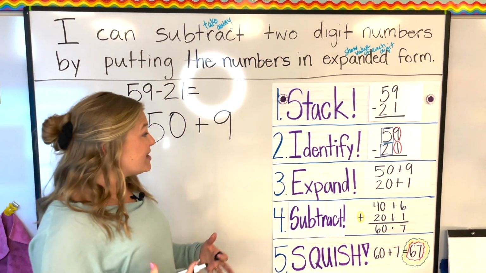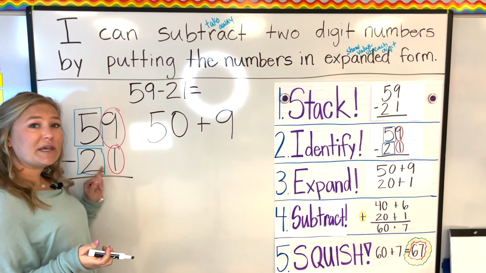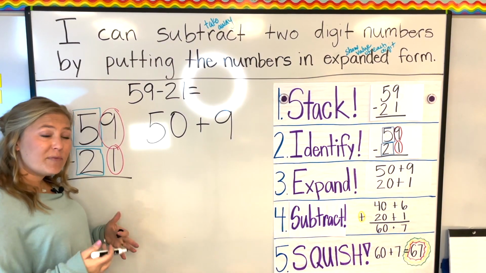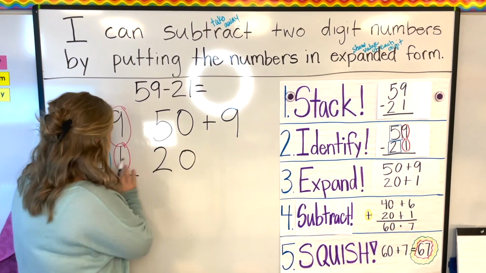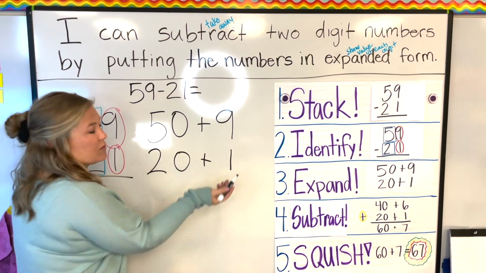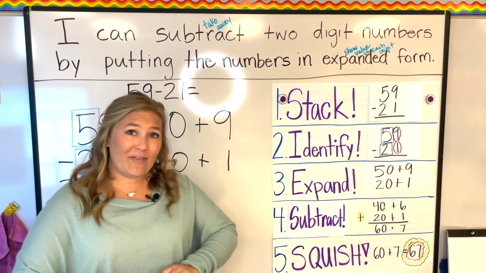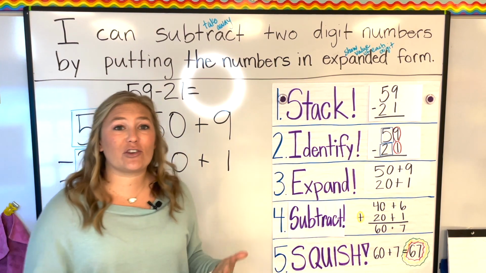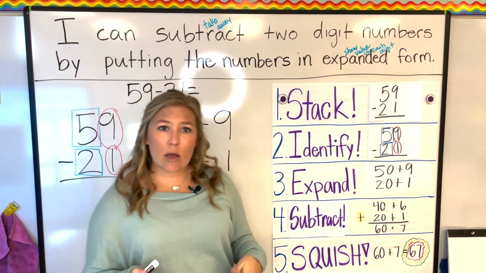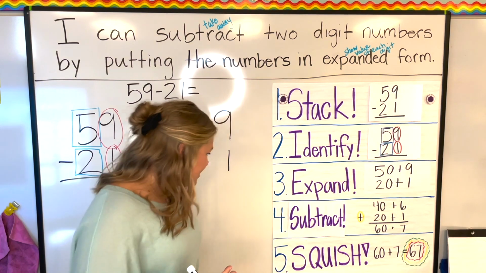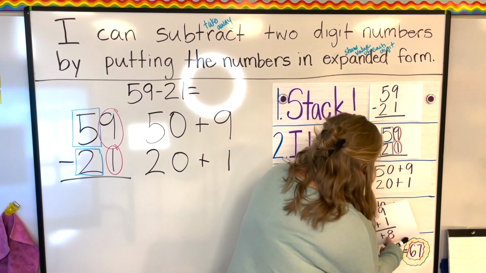Now we need to do the exact same thing with the number 21. I see a 2 in the tens place, 2 tens, the value of 2 tens is 20. Plus the value in the ones place, which is a 1. Now I have expanded my problem. This is that one step that we are changing because it has to go with what we said we were going to do. And what we're going to do is subtract. So our next step is to subtract our two expanded forms.